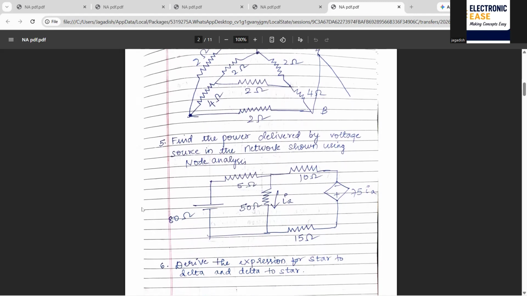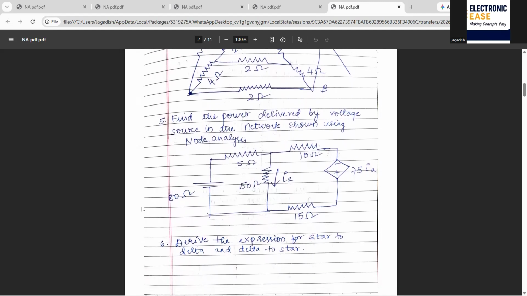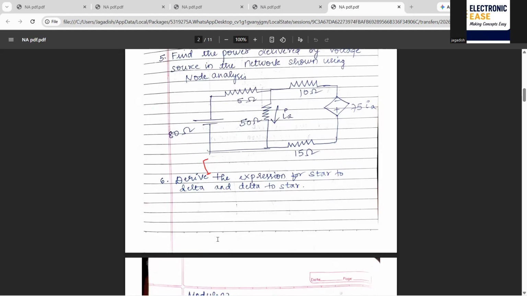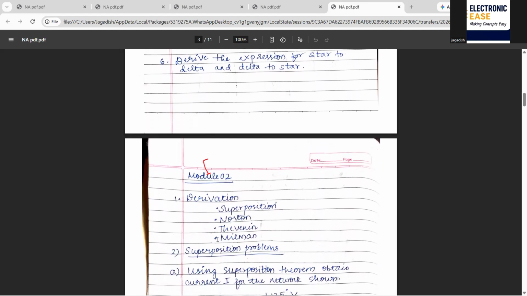Next, find the power delivered by the voltage source in the network shown using node analysis. Using node analysis, you will find the power. Power is equal to I squared R, or else voltage into current. Whichever parameters you have, use these two equations and solve for the power. The next important topic is derivation: derive the expression for star to delta and delta to star connection. You need to derive it.